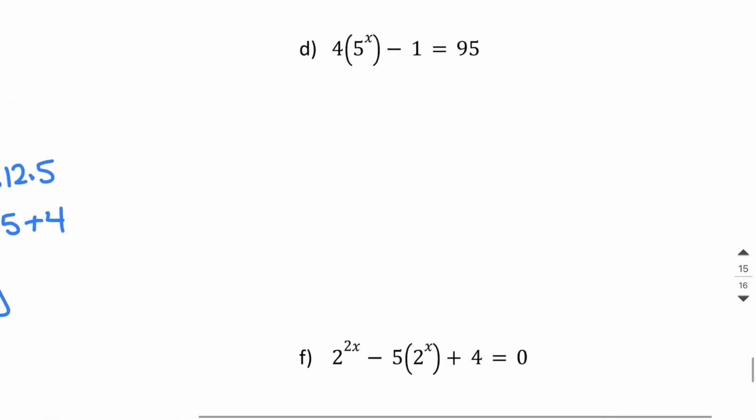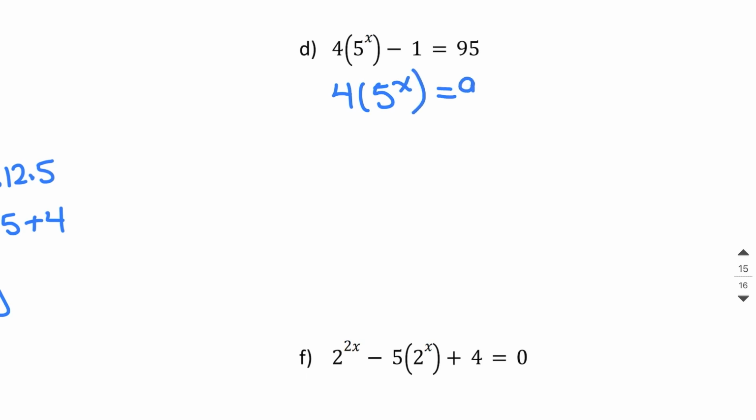Okay, and question D right here, I'm going to isolate this 5 to the power of x by adding 1 first, and then dividing by 4, and I end up getting 24. And 5 and 24, there's no way I can write them as a common base, so I have to use logs. So I'm going to use log form again for this right here.